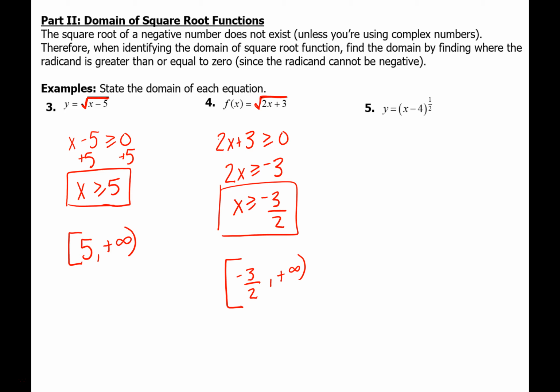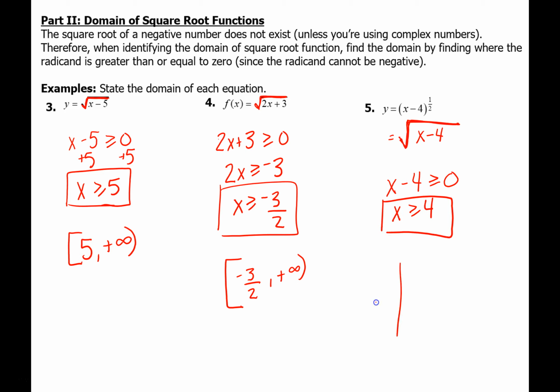So let's convert that to a radical first. We're looking at x minus 4 with the power of 1, and it's a square root. So we've got a square root, which means that that radicand, x minus 4, has to be greater than or equal to 0. When I solve that for x, I get that my domain is that x has to be bigger than or equal to 4.